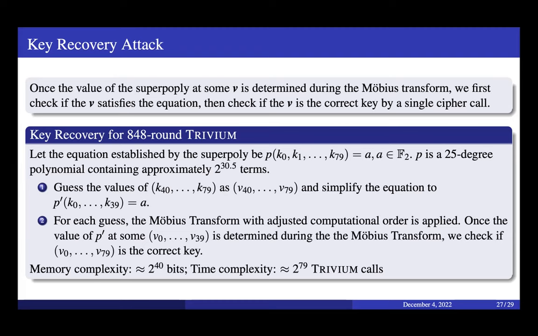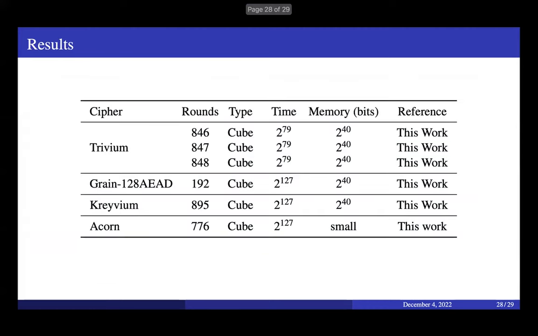And due to the sparsity of the superpoly, the time complexity of the first step should be negligible. Such a key recovery method only requires 2 to the 40 bits memory and slightly more than 2 to the 79 Trivium calls. And these are the results of our final cube attacks.